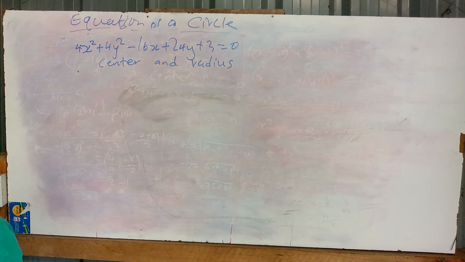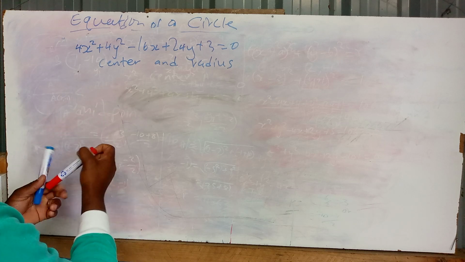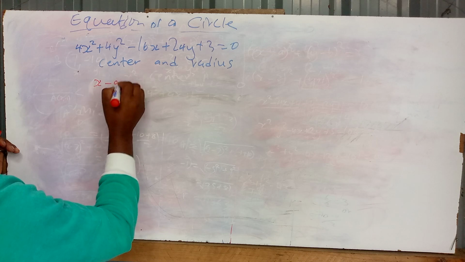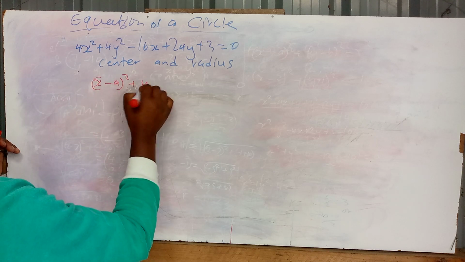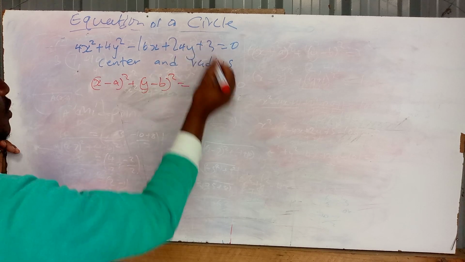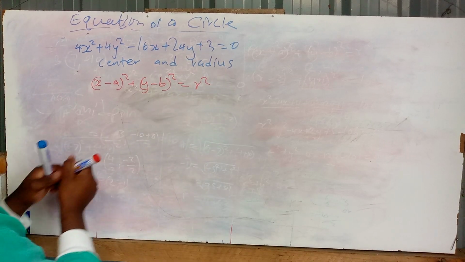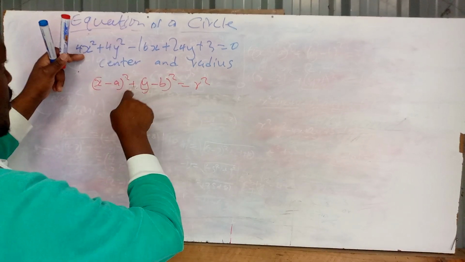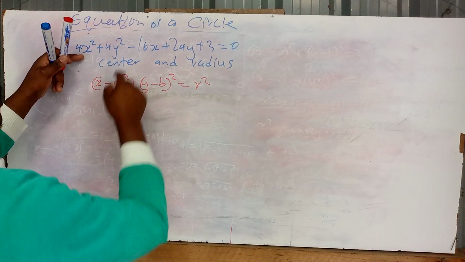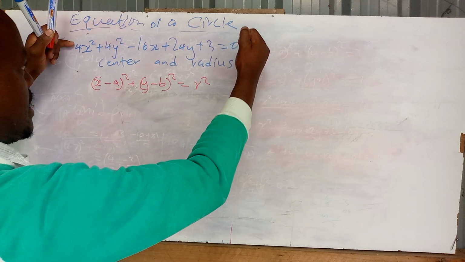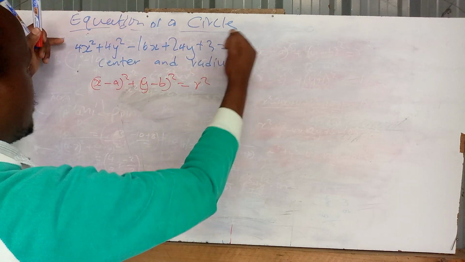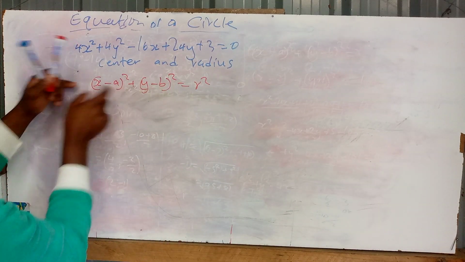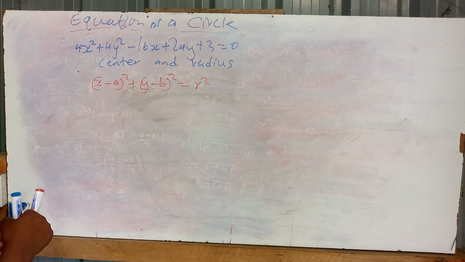So remember, everything must be written as x minus a squared plus y minus b squared being equal to r squared. So we now have to rewrite this one in the form of that. Once we have successfully written the equation of the circle in this form, then we will be able to tell what is r and what is the center of the circle. Now it is very simple.